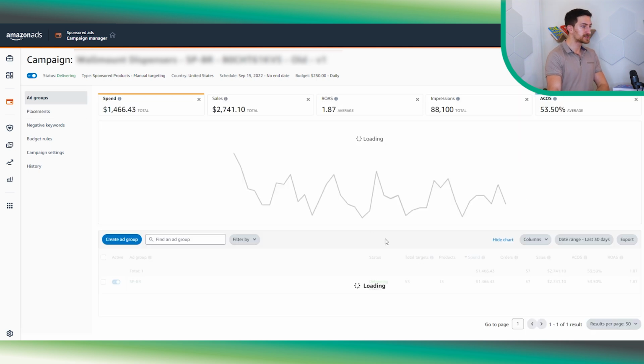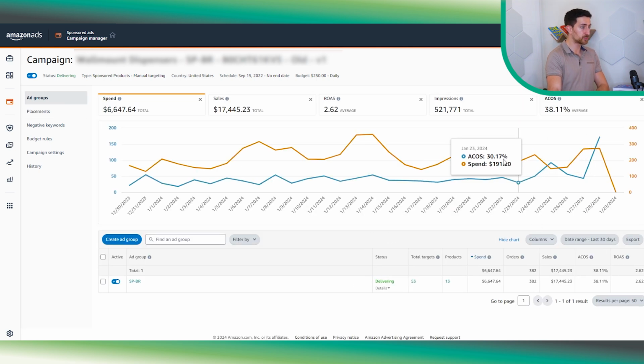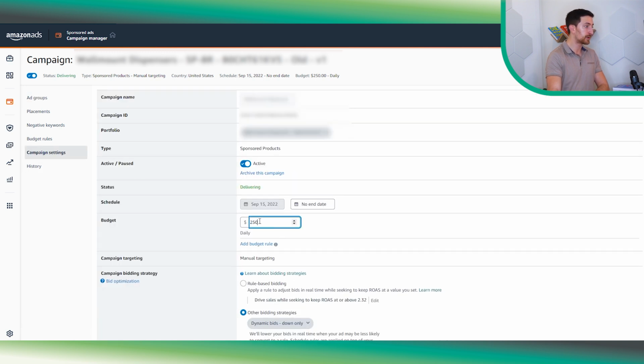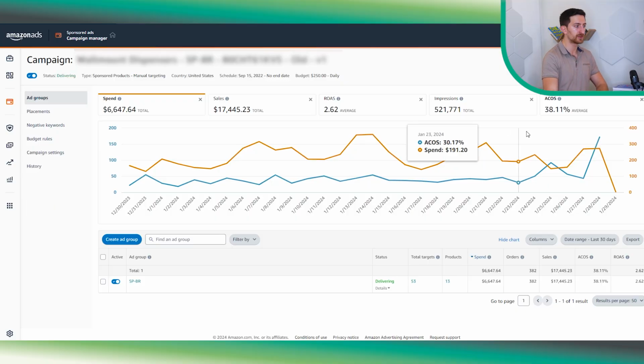Okay, now let's go and check the budget. How much are we spending for this campaign? I see we're spending around 270. We got a spike in the past few days, and I see our budget is 250. So the campaign is running out of budget because our budget is 250 and we are spending on a daily basis, in the last 2 days, $280, $270.